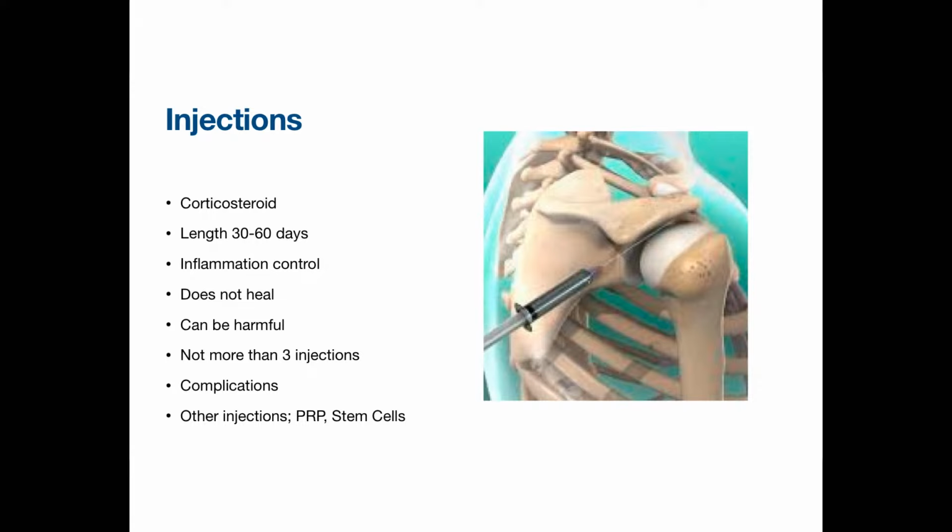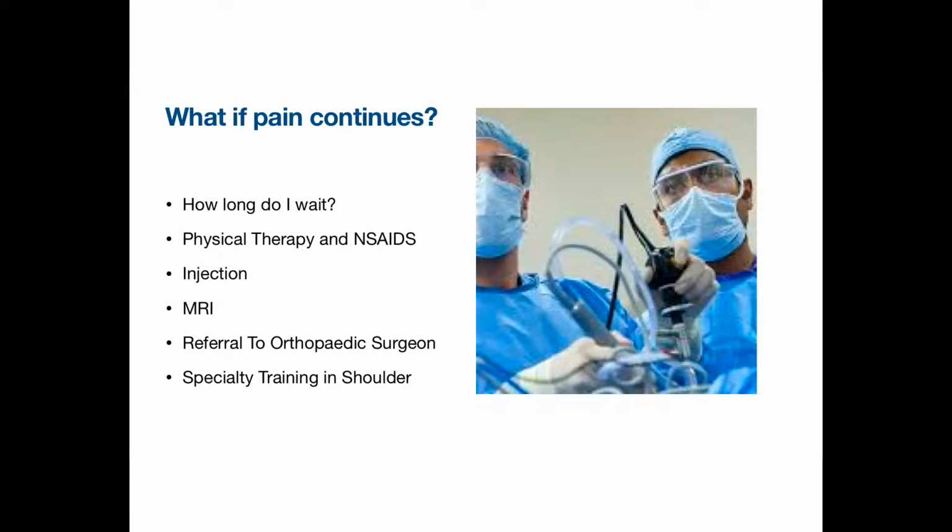So what if pain continues? How long should you wait? Physical therapy and anti-inflammatories haven't worked. The injection helped, but the pain comes back. Well, at this point, we really need to get an MRI to discern what type of injury you have to the rotator cuff. And you want a referral to an orthopedic surgeon who has specialty training in shoulder. So this is an important distinction. We want to find someone who's familiar with shoulders, and that's an area of their expertise.